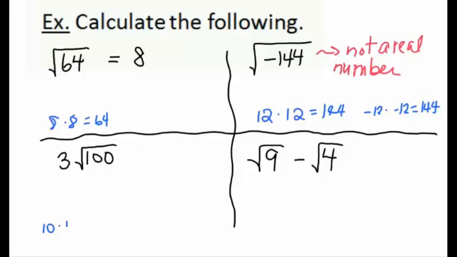Next, let's move on down here where we have 3 times the square root of 100. Well, we know that 10 times 10 is equal to 100. This means that 3 times the square root of 100 must be 3 times 10. And that gives us a final answer of 30. In our last question, we have the square root of 9 minus the square root of 4. 3 times 3 is equal to 9, so the square root of 9 must be 3.